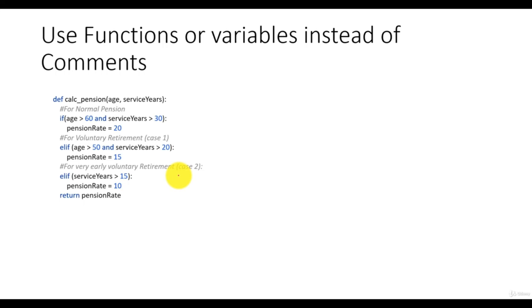Now, first condition is for normal retirement, second condition is for voluntary retirement, and third condition is for very early voluntary retirement. Since from the if condition it is not clear which particular if condition is for which particular case, we are using the comments. We are taking the help from comments to describe our conditions. However, such comments are also not good. Why? For this, let us consider the next example which tries to achieve the same objective.